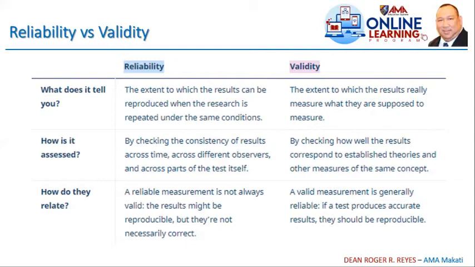Yon. How is it assessed? For reliability, by checking the consistency of results across time, across different observers, and across parts of the test itself. For validity, by checking how well the results correspond to established theories and other measures of the same concept. So how do they relate? A reliable measurement is not always valid. Tandaan ha, hindi porke reliable, valid. The results might be reproducible, but they are not necessarily correct. And a valid measurement is generally reliable. If a test produces accurate results, they should be reproducible.